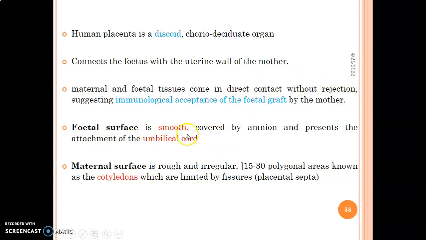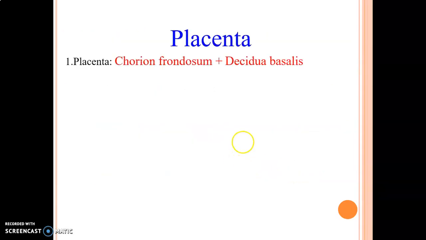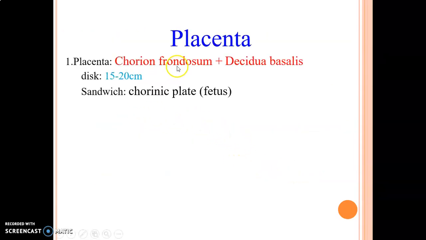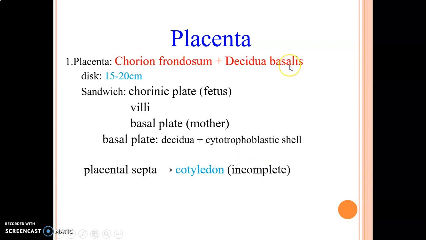So the fetal surface, we've said, is usually smooth. It will be covered by amnion and has an attachment for the umbilical cord. While the maternal surface, we've said, is rough and irregular because of the 15 to 20 polygonal cotyledons on the maternal surface. So the placenta is formed by two portions: the chorion frondosum from the fetus and the decidua basalis from the endometrium.